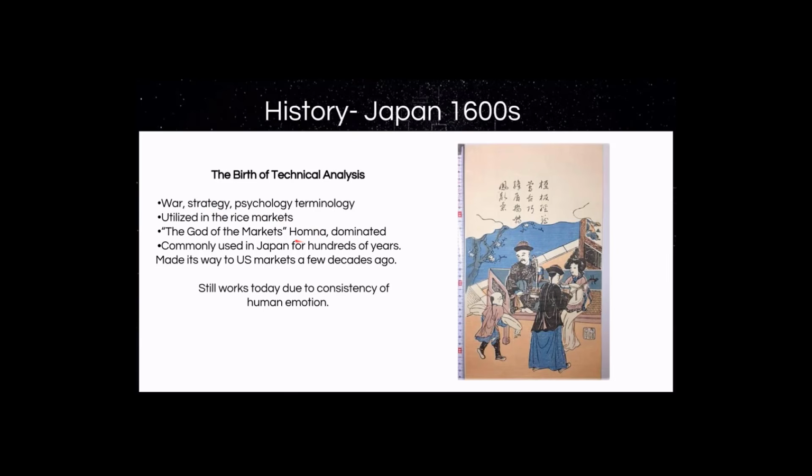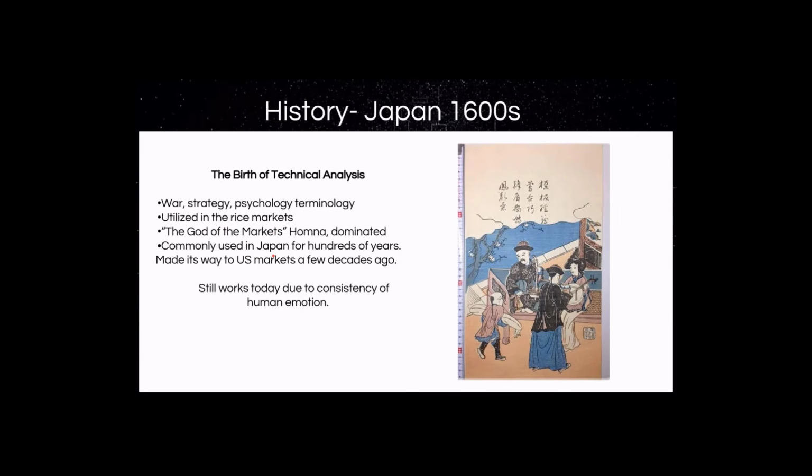There was a man named Homma, and he was known as the god of the markets. He dominated the trading industry because he was one of the developers of technical analysis, and being able to see the chart and the trading action visually certainly gave him a step up on the competition, and it showed by the amount of wealth that he was able to amass.